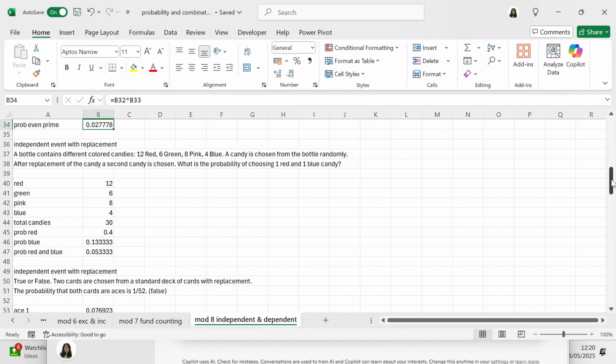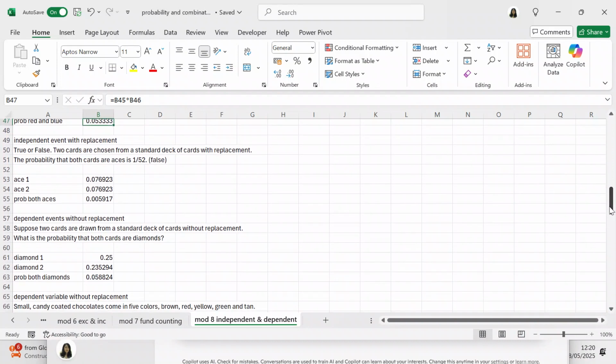So red is 12, green is 6, pink is 8, blue is 4. Total candies is 30 because it's red plus green plus pink plus blue. Probability of a red candy is red divided by total, which is 40%. Probability of a blue candy is blue divided by total, which is 13.33%. Probability of red and blue is probability of red times probability of blue, which is 5.333%.